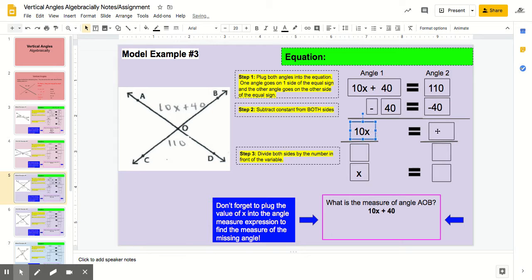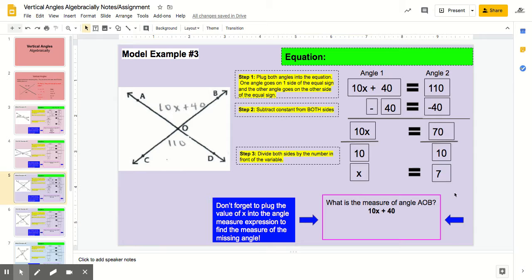Okay, the 40s are going to cancel each other out. 110 minus 40 is 70. Okay, now I'm up to step 3. Divide both sides by the number in front of the variable. So I'm dividing both sides of my equation by 10. 10x divided by 10 is x, and 70 divided by 10 is 7. So we get x is equal to 7.